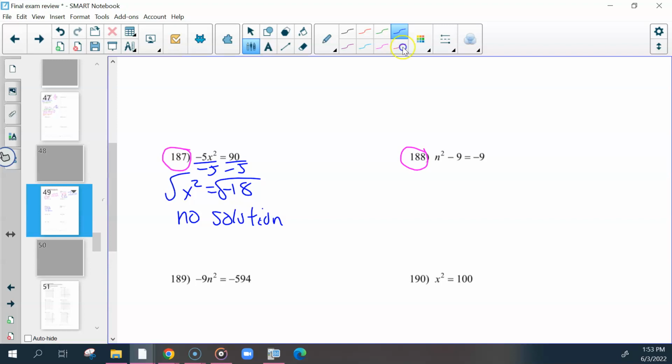This last one, if we add 9 to both sides, we have n squared equals 0. If I take the square root of both sides, the square root of 0 is just 0. So this would just be 0 inside the solution set, or inside the curly brackets. Do we have any questions on that one?